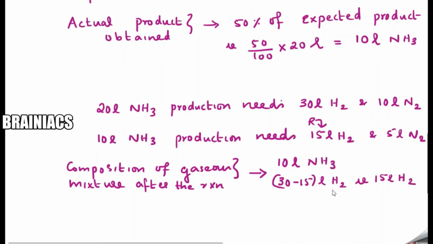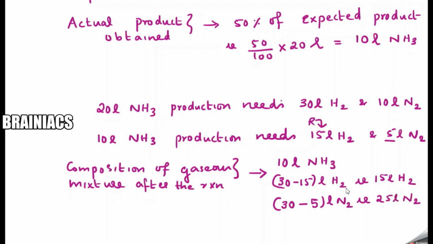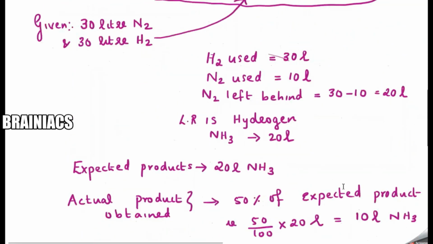Now how much amount of nitrogen is left behind? Initially how much is taken? We have taken 30 liter of dinitrogen, and how much is used? 5 liter is used. So 30 minus 5, that is 25 liter dinitrogen is left behind. So in the gaseous mixture, 10 liter ammonia, 15 liter of dihydrogen and 25 liter of dinitrogen is present. Okay, so we will see any options like that.